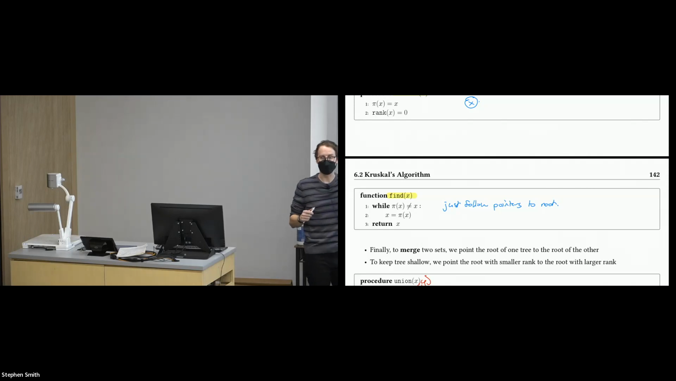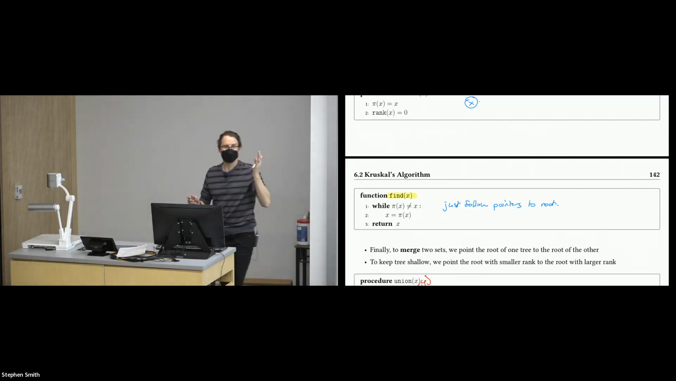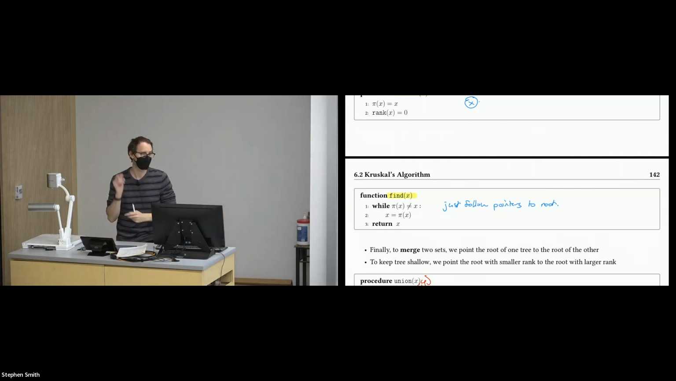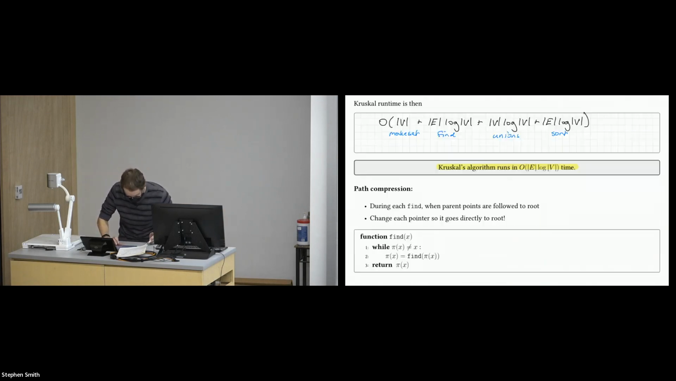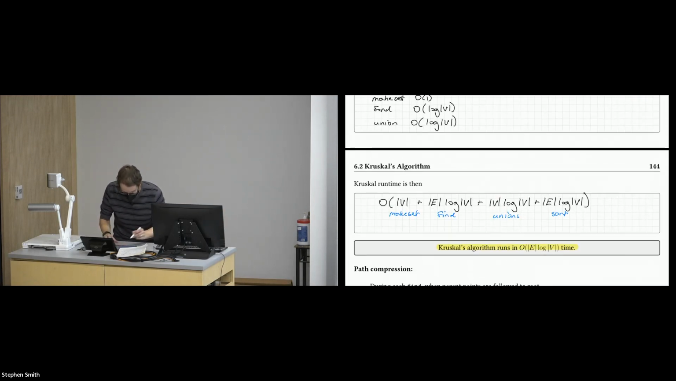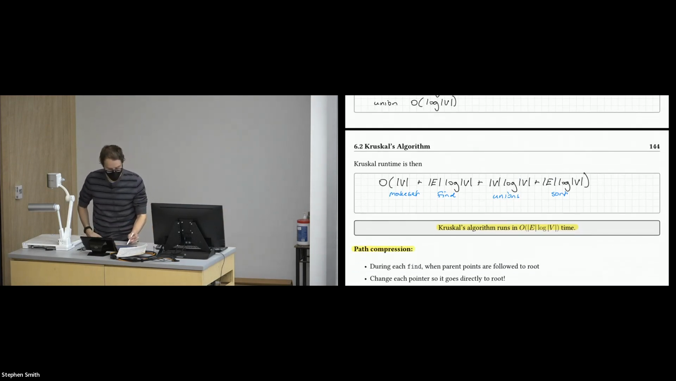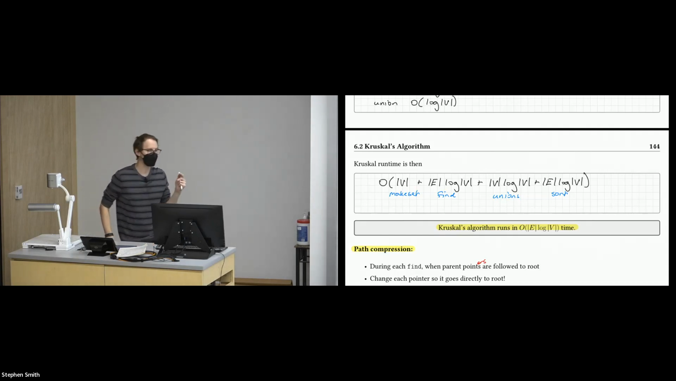But I might as well rewire it, right? As I follow it up, just point each one of them back all the way to the root. So that's actually a very easy little fix that'll only help our runtime. It's called path compression. So it just looks like this. During each find, when parent pointers are followed to the root, change each pointer so it goes directly to the root.